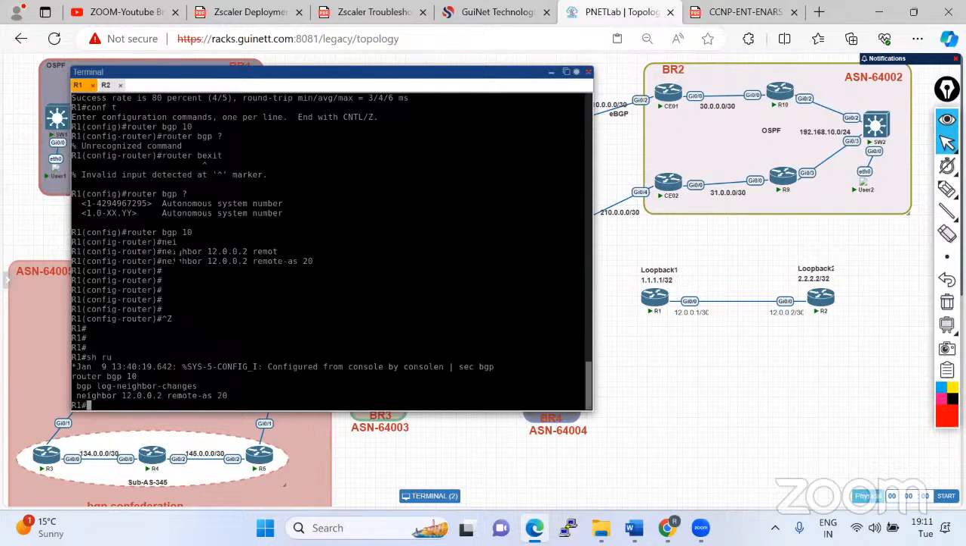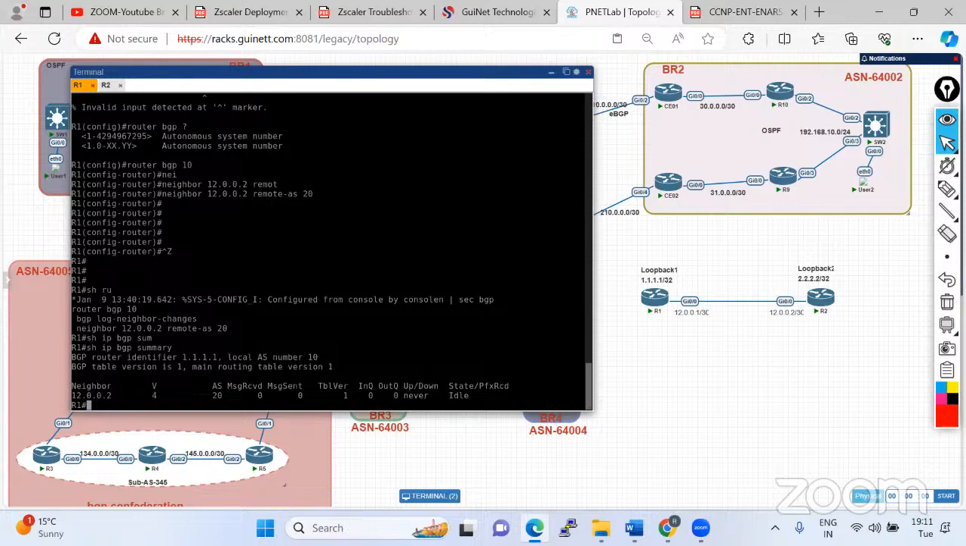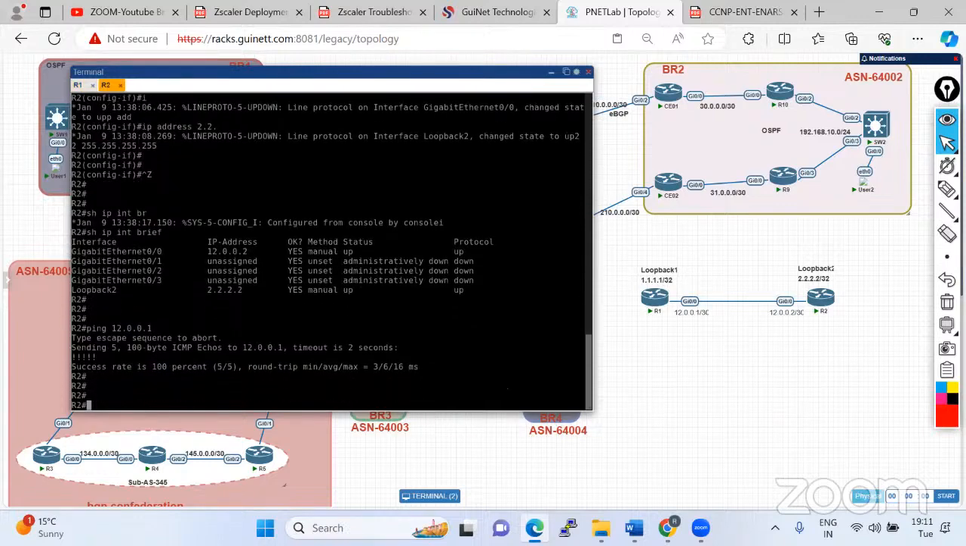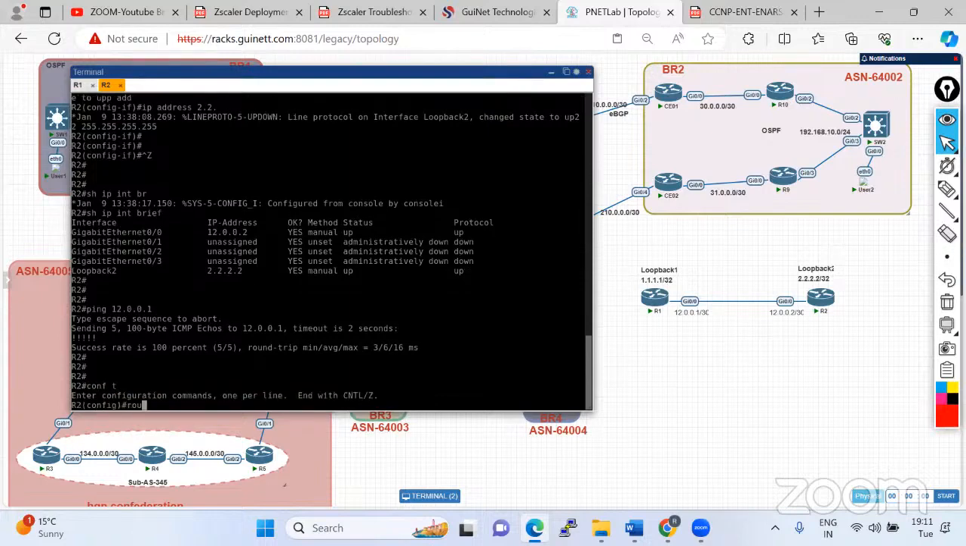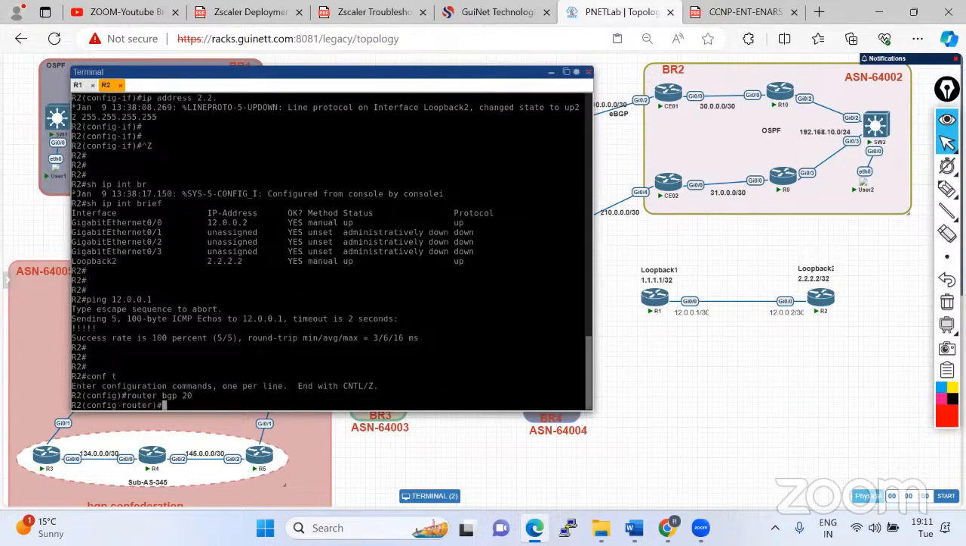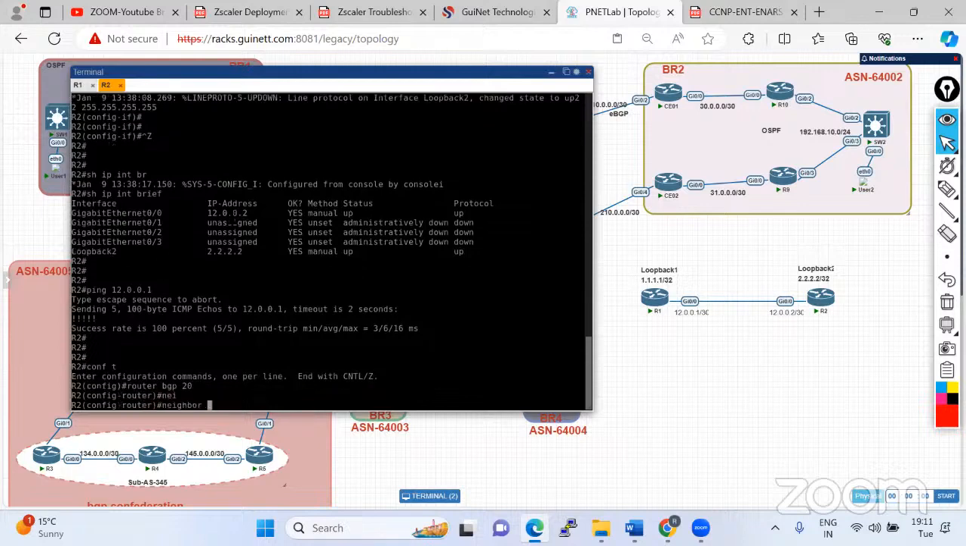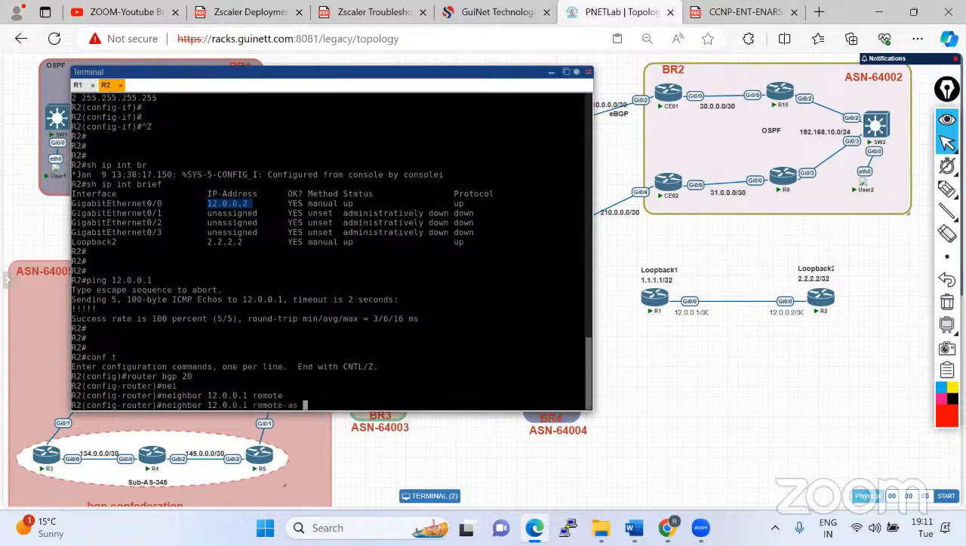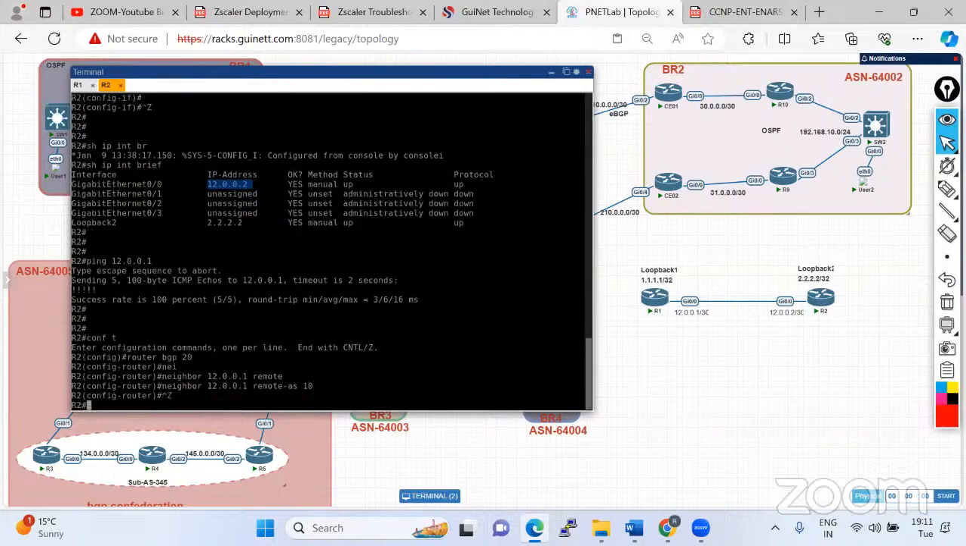But what about R2? If I run the command show IP BGP summary, there is no BGP. You can see the BGP session is showing down. So if I go on R2, configure terminal, router BGP, this BGP has AS number 20, then I'll configure the neighbor. Neighbor is .1 because I'm making the connectivity with R1, and R1's AS number is 10. So I'll use this 10, and that's it.